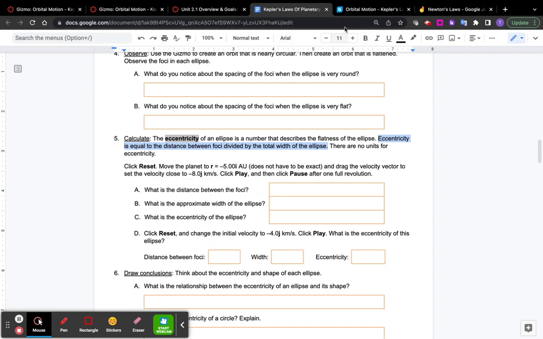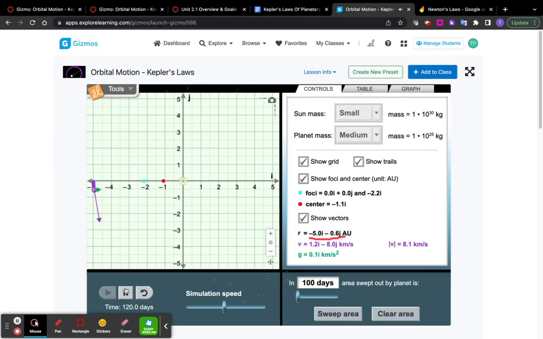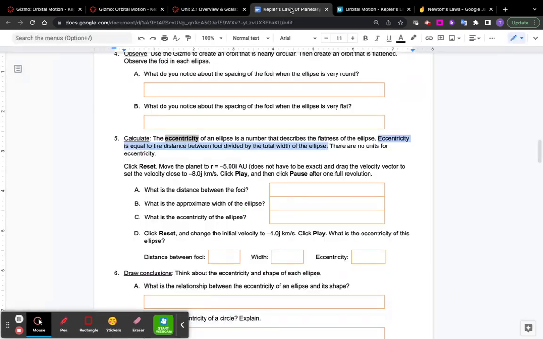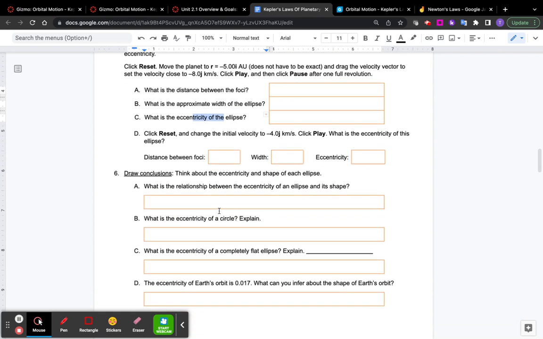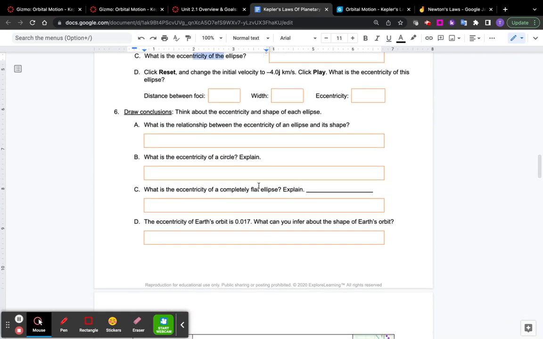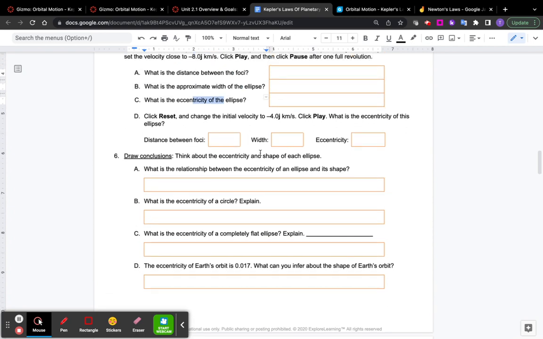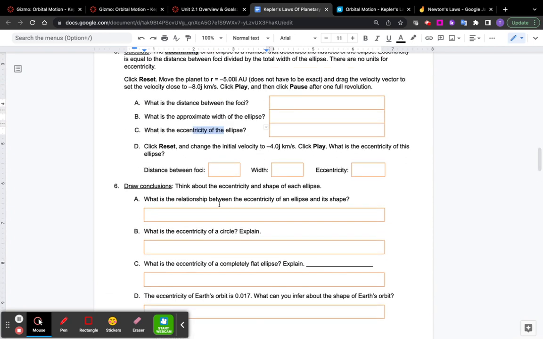Then it tells you to press play. Now, the distance between the foci: you're literally going to count the distance between these foci. How much space is between here and here, the two foci? And then you're going to count what's the distance of the total orbit from here to here. And then after reading the directions, you'll be able to calculate the eccentricity. All right? The rest is just questions that are asking you to think about different scenarios and how the ellipse or the orbit will change. Call me if you need help.